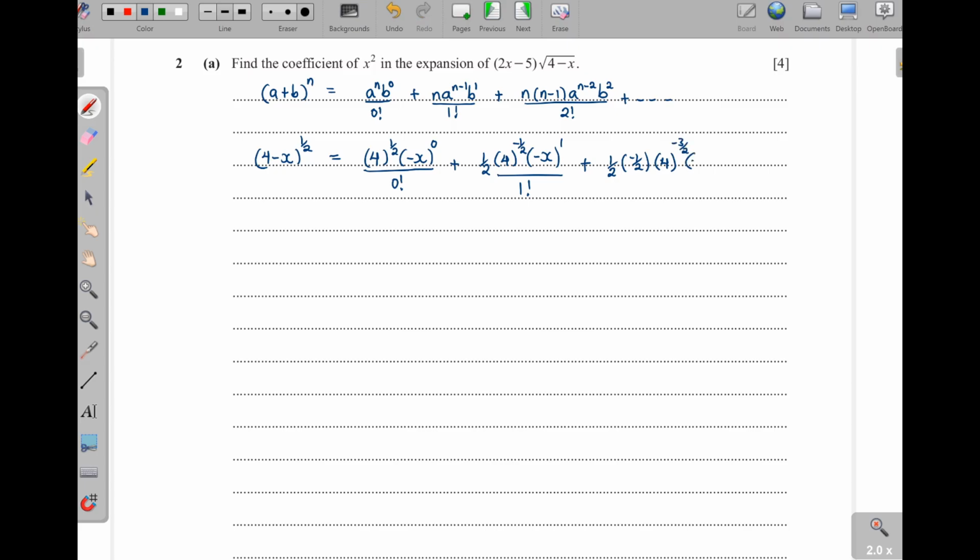Then we have x here, negative x, then to the power of 2, and then out of 2 factorial. This one continues, but I will just end on x squared. Then we can simplify. 4 power half is of course 2. Then these ones are 1. 0 factorial is 1 because there is one way of arranging an empty set.